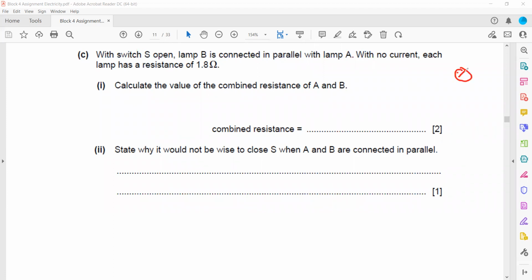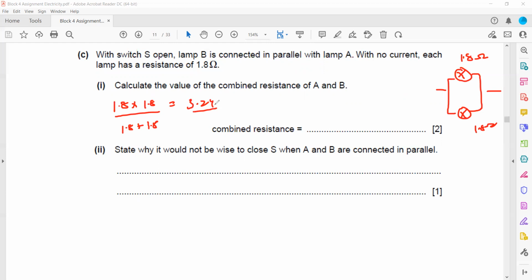If we have two lamps, each of resistance 1.8 ohm, connected in parallel, and we want to find the combined resistance, it will be product divided by sum. So 1.8 times 1.8, that is the product, which is 3.24, divided by the sum 1.8 plus 1.8, which is 3.6. 3.24 divided by 3.6 is equal to 0.9 ohms. So whenever two lamps are connected in parallel, the combined resistance will decrease.